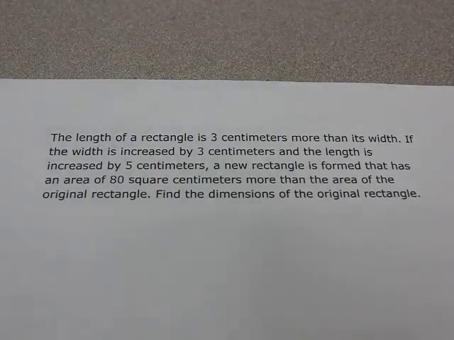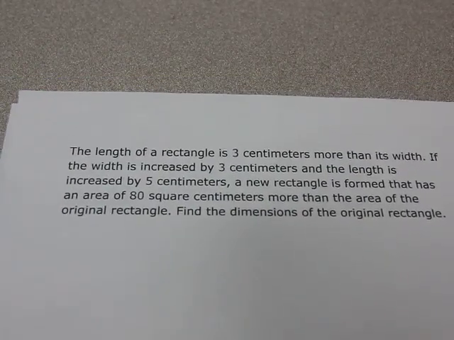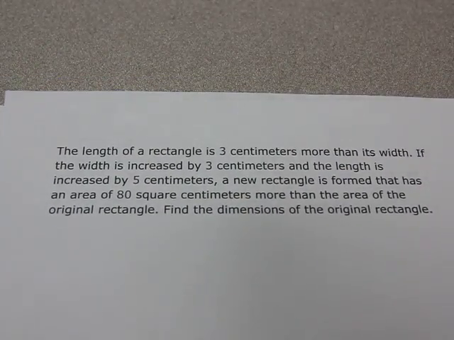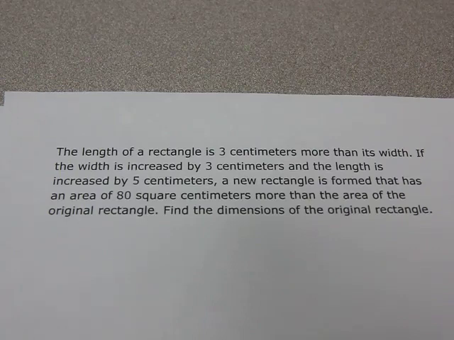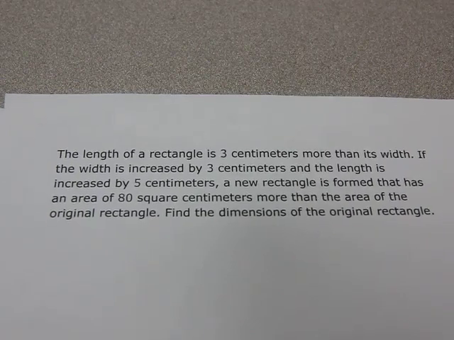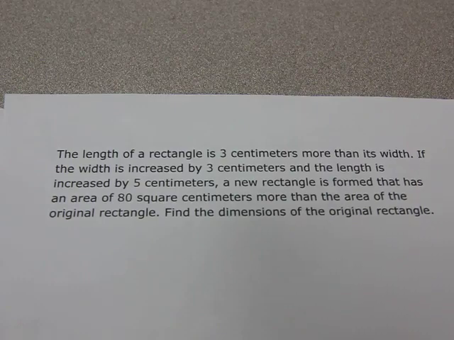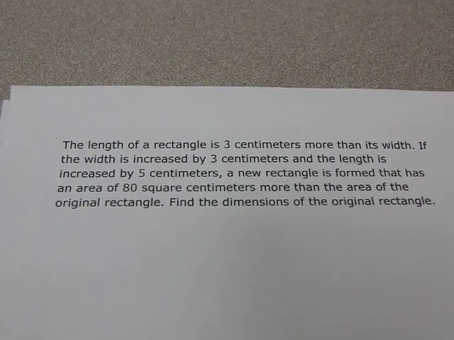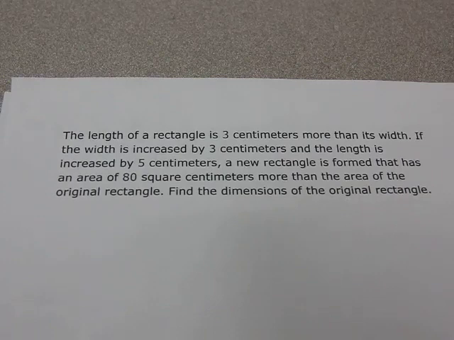Alright, let's take a look at another example. The length of a rectangle is 3 centimeters more than its width. If the width is increased by 3 centimeters and the length is increased by 5 centimeters, a new rectangle is formed that has an area of 80 square centimeters more than the area of the original rectangle. And we want to find the dimensions of the original rectangle.